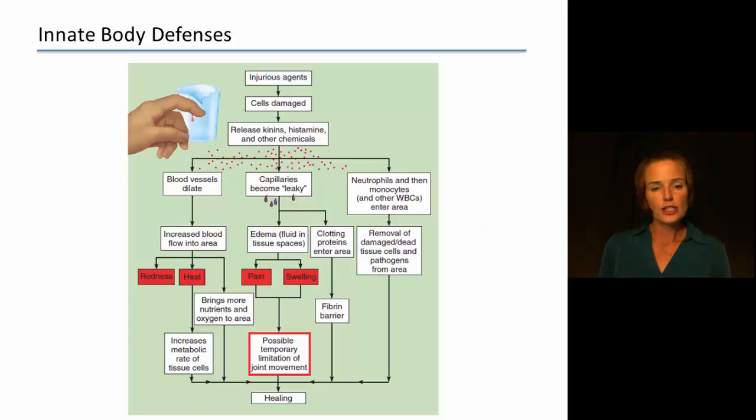This picture right here does show this inflammatory response. You can see highlighted in red right here all of these indicators that there is some damage that has taken place. The fact that we are going to have some increased blood flow into that area is going to cause the redness, and it's going to cause some heat, which will increase the metabolic rate of those tissue cells. And then we also have some pain and swelling, and that pain and swelling is going to possibly temporarily limit the joint movement in that area. And all of this together is going to help with that overall healing process.